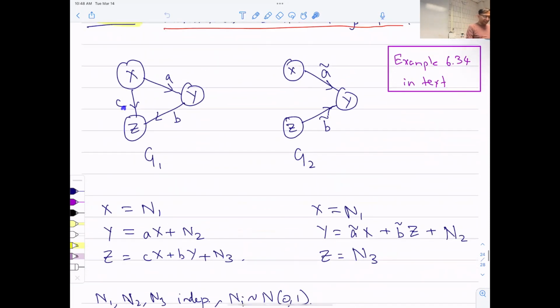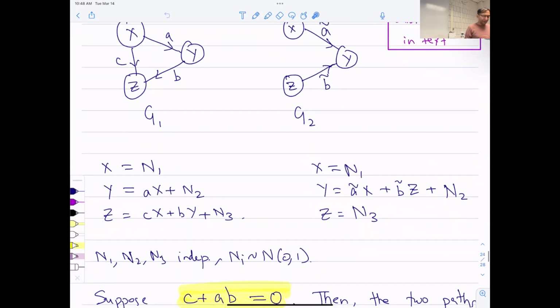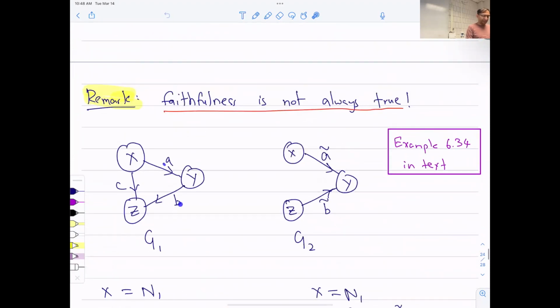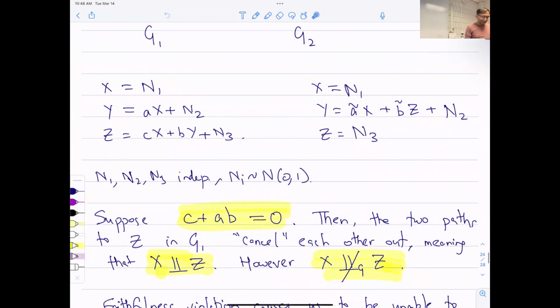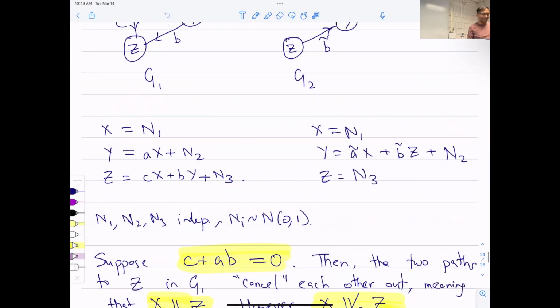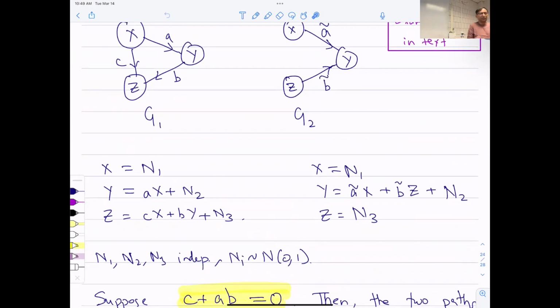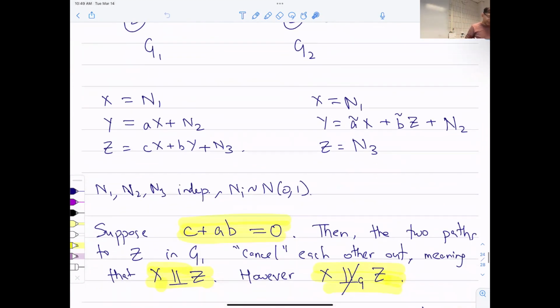Suppose we have that C equals minus AB, meaning C plus AB is 0. I chose these parameters so that this is true. You can check that X and Z are uncorrelated, and therefore, since these are all jointly Gaussian, they're also independent. This is a simple calculation. I think it's there in the notes. I've done this calculation, but you can check that.